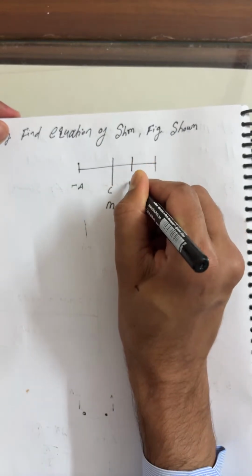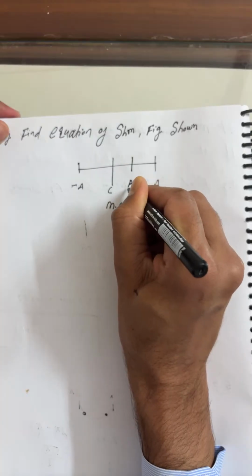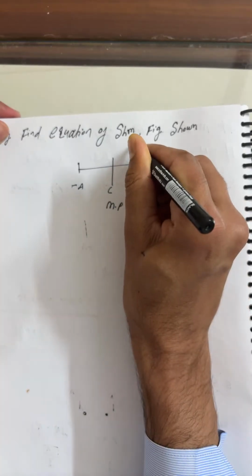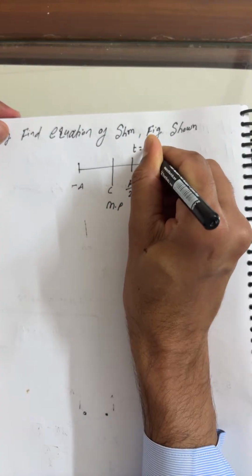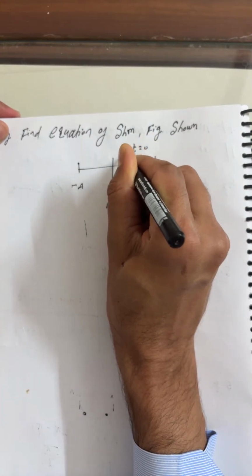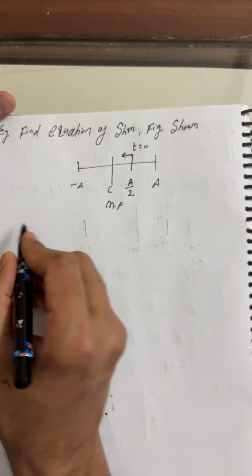Students, you can take this for consideration. Let us suppose any data: this is A by 2, at time t equals 0, the particle is in motion towards the left. Right, so now have a look carefully.